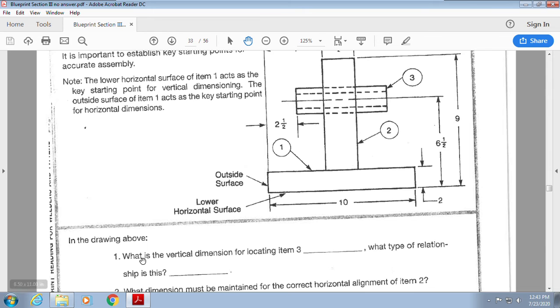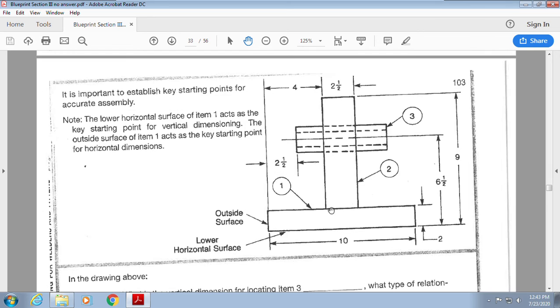Okay, so what is the vertical dimension for locating item 3 and what type of relationship is it? Okay, so really we need to know how up and down do we need to locate this pipe at? How do we do that? What is our number going to be? So remember it said outside surface of 1 for horizontal. Well, we don't have a horizontal, we have a vertical dimension. We need to know how up and down or how high this needs to go. So it says use this lower horizontal surface. So from here, and then this is item 1, and this is item 3.